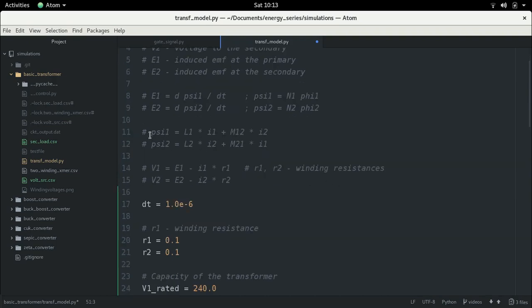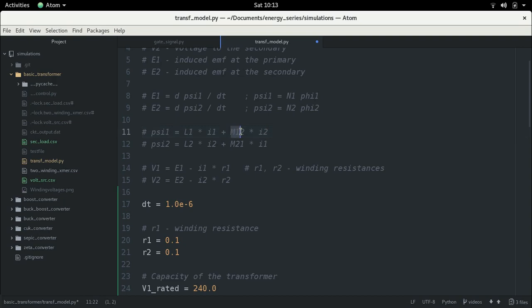Now, it's important to understand the flux linkages. How are the flux linkages actually associated? The flux linkage of every winding is the self-inductance of the winding multiplied by the current in the winding, plus the sum of the mutual inductance with any other winding multiplied by the current through that winding. It's very important to understand.